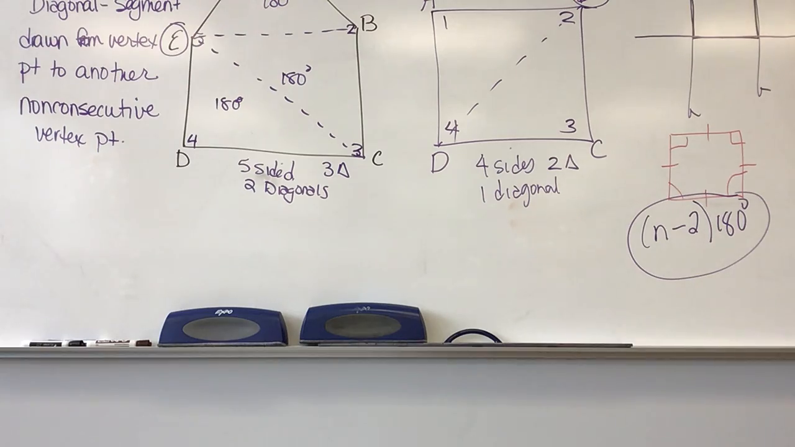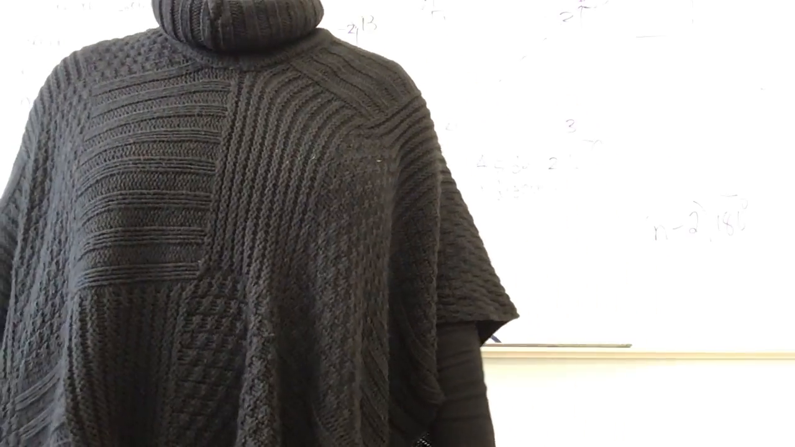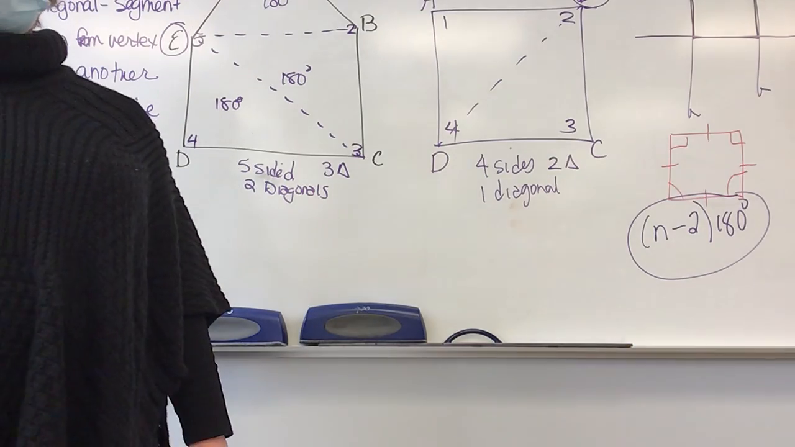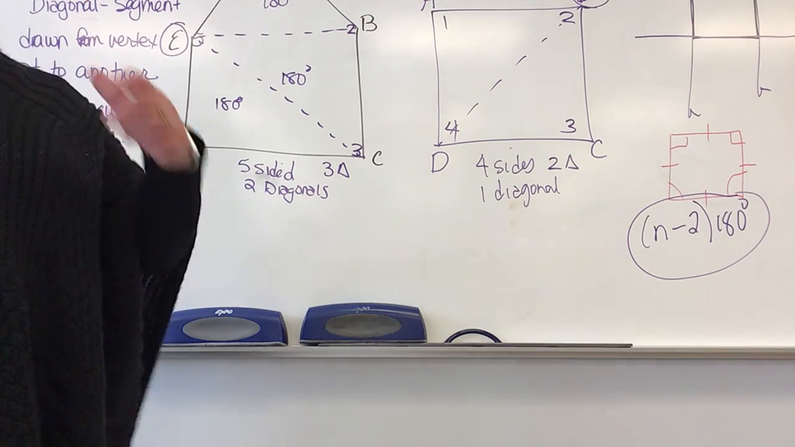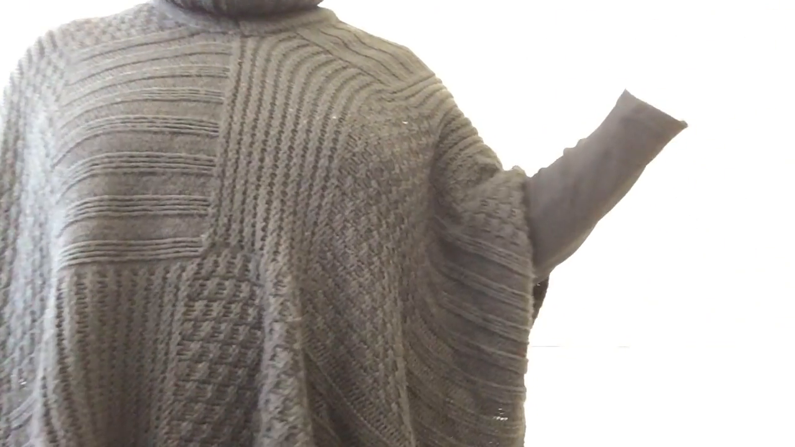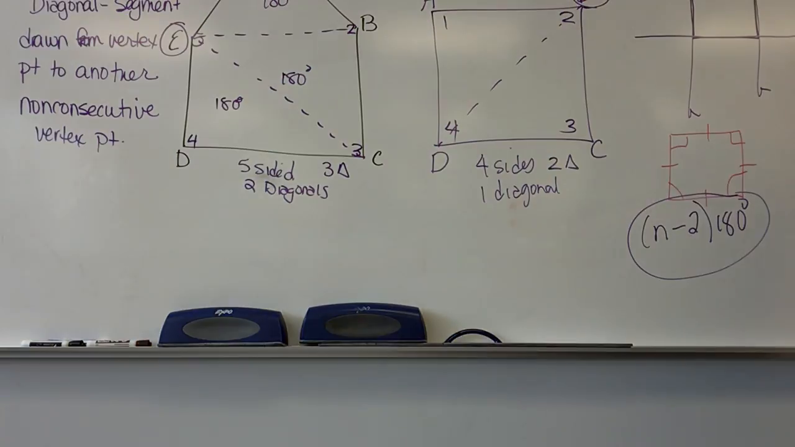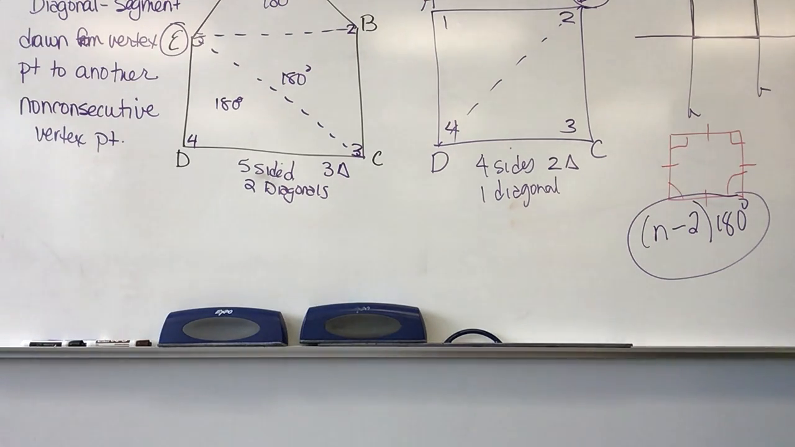First one, sum of the interior angles. So if you have 69 sides, you're going to take 69 minus 2 and get 67 times 180. That's how many degrees if you added all 69 angles up. Okay, now look at the next column on that chart.